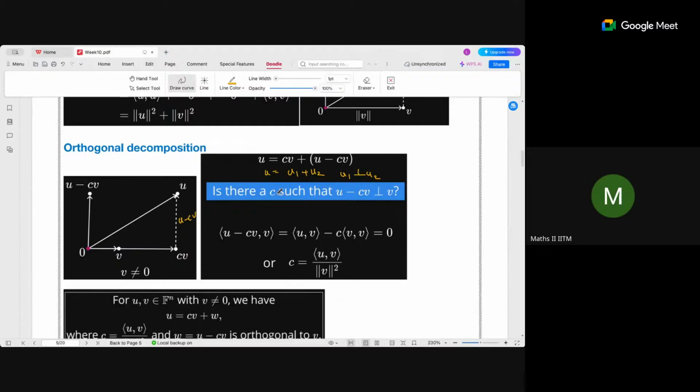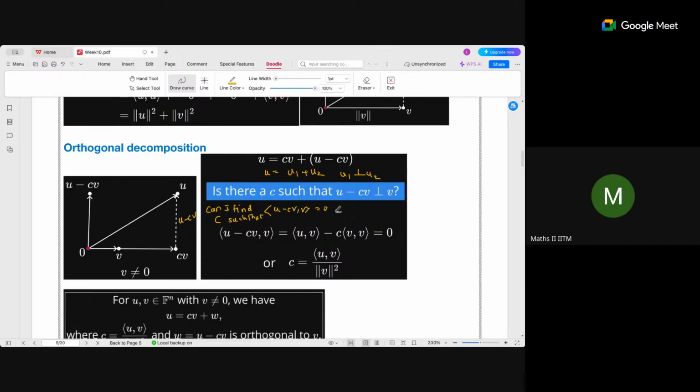We want to see whether we are able to find a c such that u minus cv is orthogonal to v. I want to see whether I can find a scalar c such that when I take the inner product of u minus cv with v, I get 0. Such a c I want to find. So this is the condition I'm imposing: inner product of u minus cv comma v equals 0. Can we find c such that this happens? This is what I want to check.